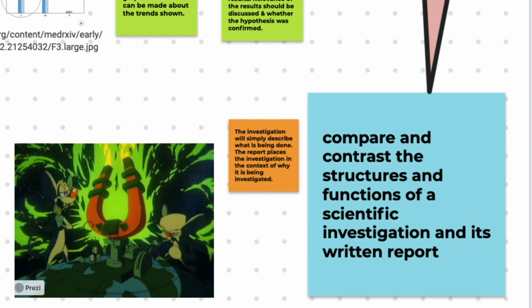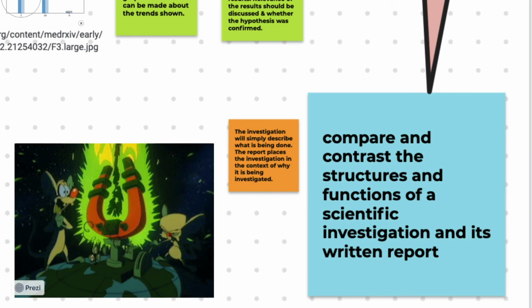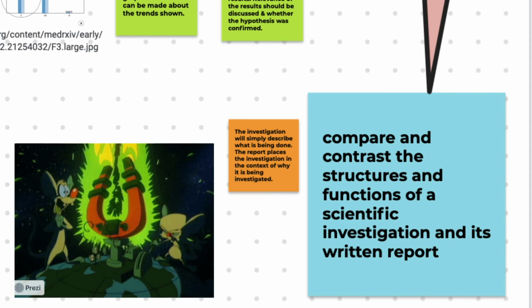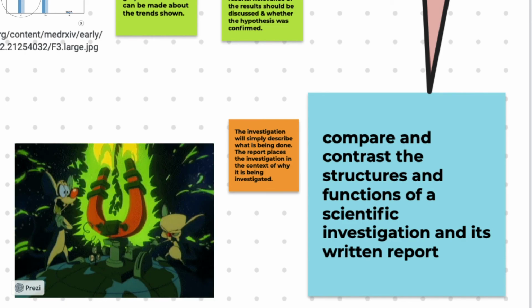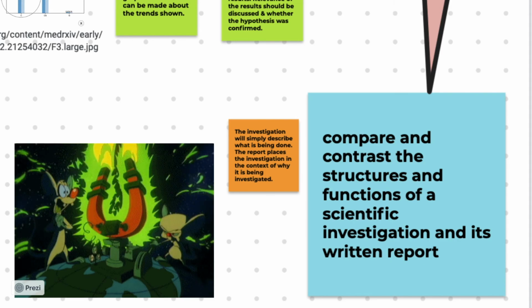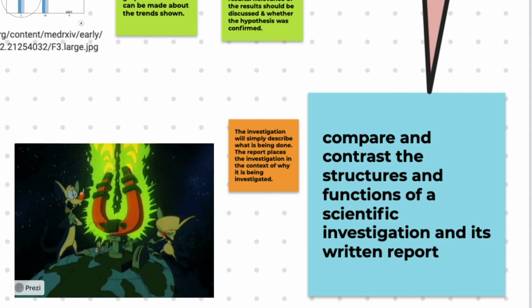So, your investigation just tells you what you've done, whereas your report places it in the wider scheme of things. So your investigation is simply, this is done, this is done, this is done. Your report is a very stylized way of explaining why you did this, what you found out, and how it can be relevant to other areas.